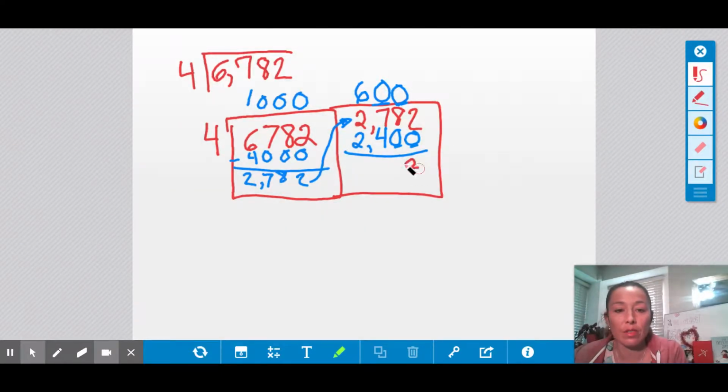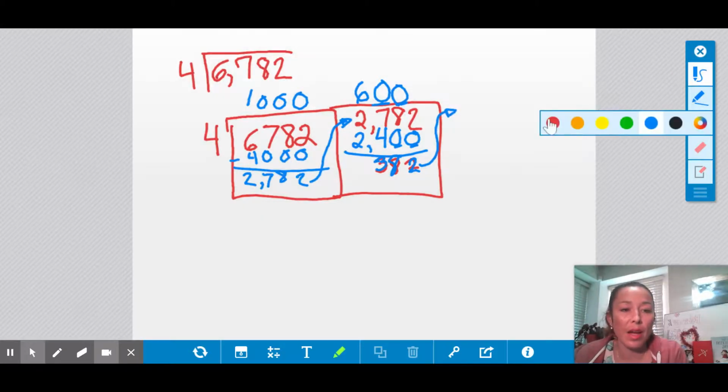So now I have 382 left. Should have done it blue. Well, whatever, you get what I'm doing. So let's do that 382 and move it to the next part of the area model.